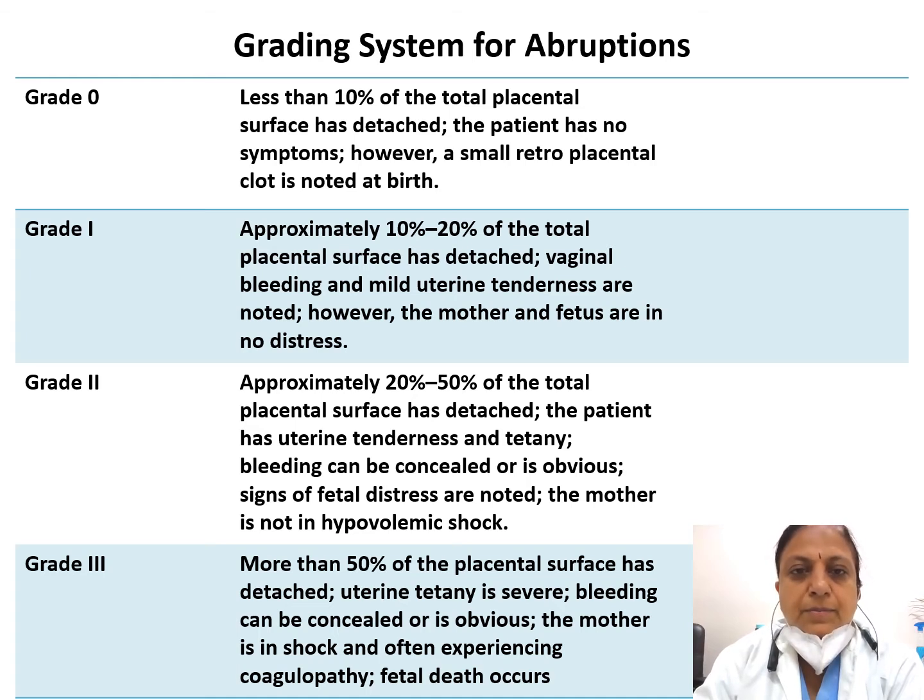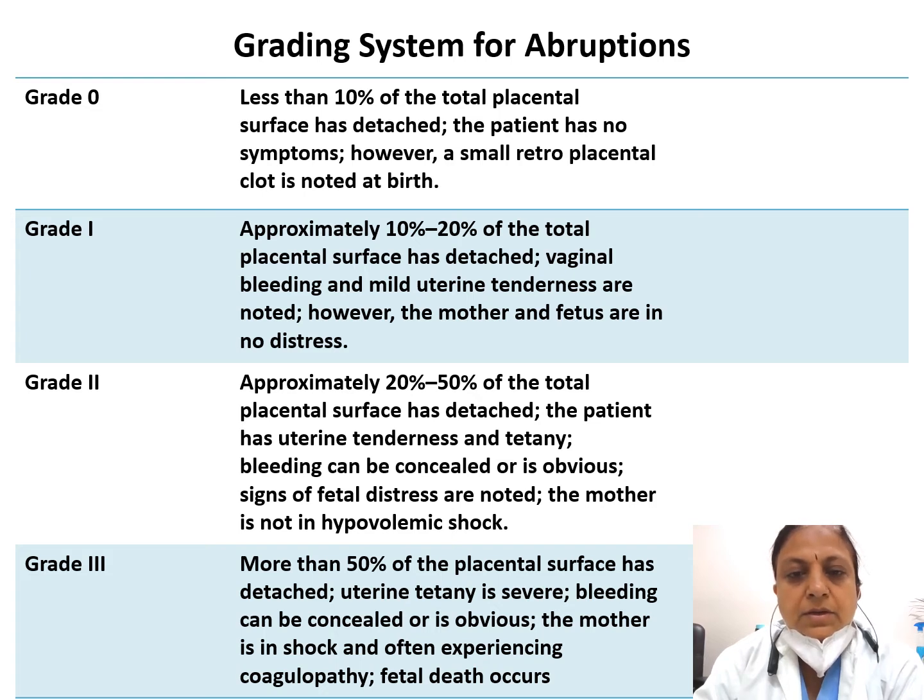Then in grade 1, approximately 10 to 20% of the total placental surface has detached. Vaginal bleeding with mild uterine tenderness are noted. However, the mother and fetus are in no distress. So this is grade 1. In grade 2, approximately 20 to 50%, that means a large area of the total placental surface, has detached. The patient has uterine tenderness and tetany. Bleeding can be concealed or is obvious. Signs of fetal distress are noted. The mother is not in hypovolemic shock in grade 2.